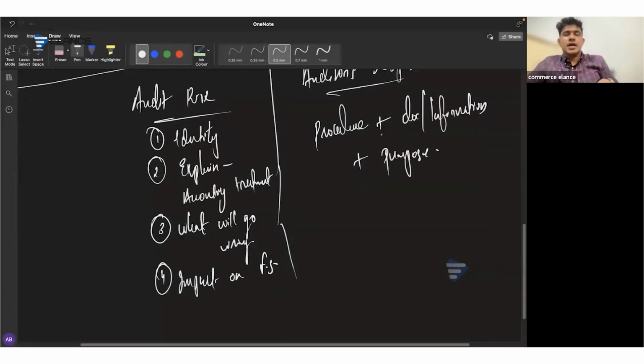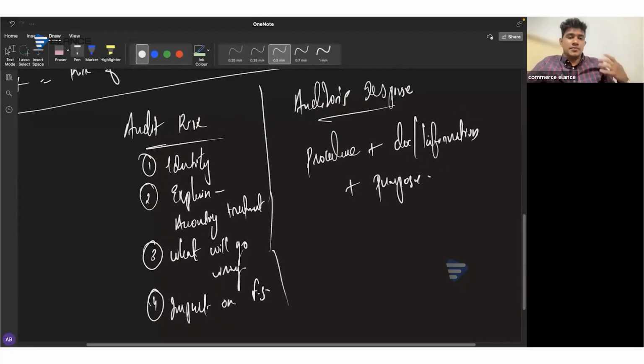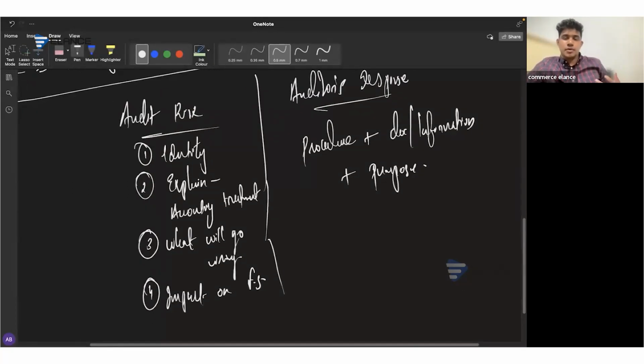Then, when it comes to the document or information, just think about the risk first. Think about what the risk there is, and then think about what document or information relevant to that risk we can use. And when we say purpose, our purpose will be to find out whether the risk we identified exists. So always keep this in mind.